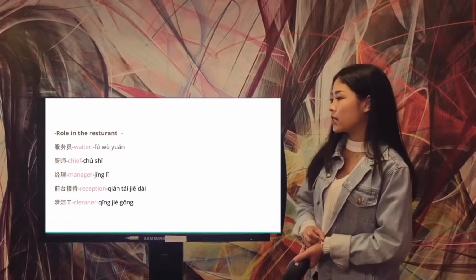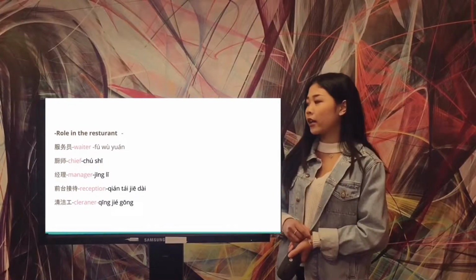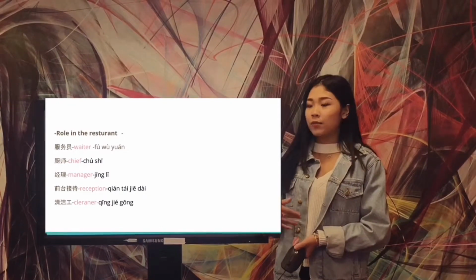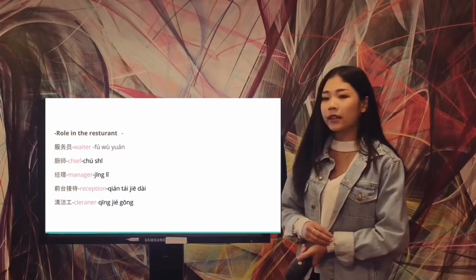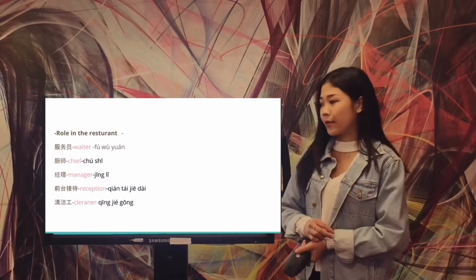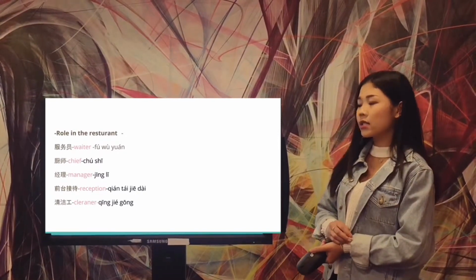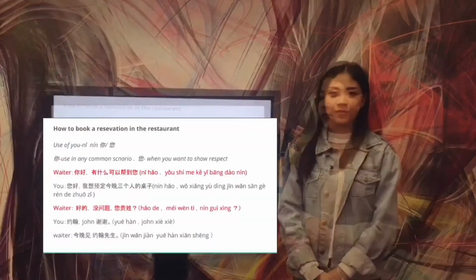The next one is reception, the people that greet you when you come into the restaurant. We call it 前台接待, reception. And the last one is 清洁工, which means cleaner.